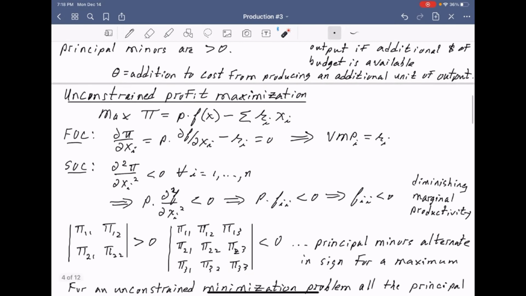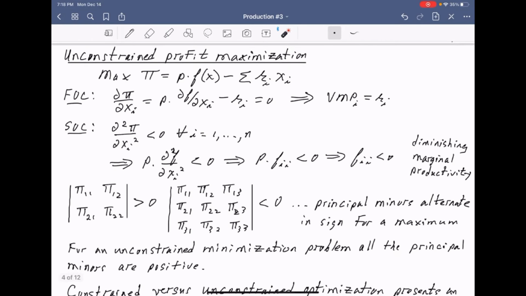So then the third possibility is that we have unconstrained profit maximization. And in this case, we set it up as price times production minus the sum of RiXi. And we get these first order conditions, which again lead us to the price times the marginal product, which is our value of marginal product, is equal to the input price Ri. Second order condition requires that the second partial of the profit function with respect to any input squared is less than 0 for all inputs.